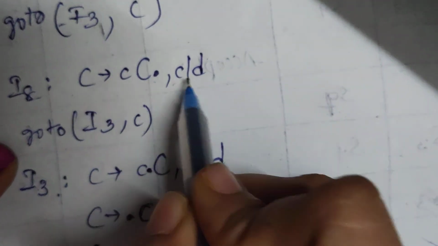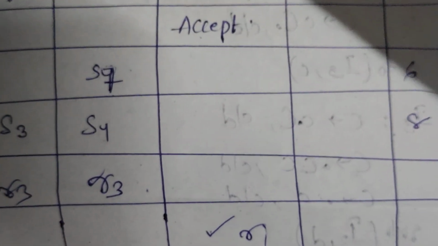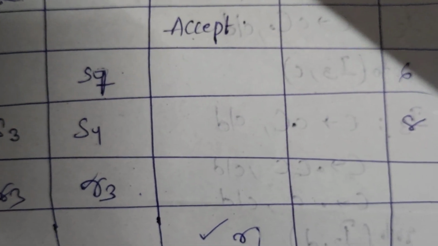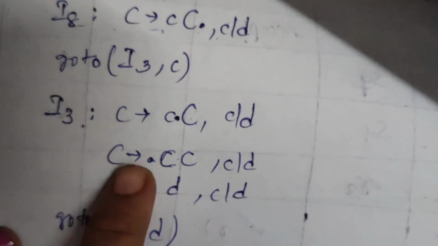Okay. Next, go to I8. Dot reached end. So in I8, in place of C and D, you need to write this production number. What is the production number? R2. So in I8, in place of C and D, you need to write R2.